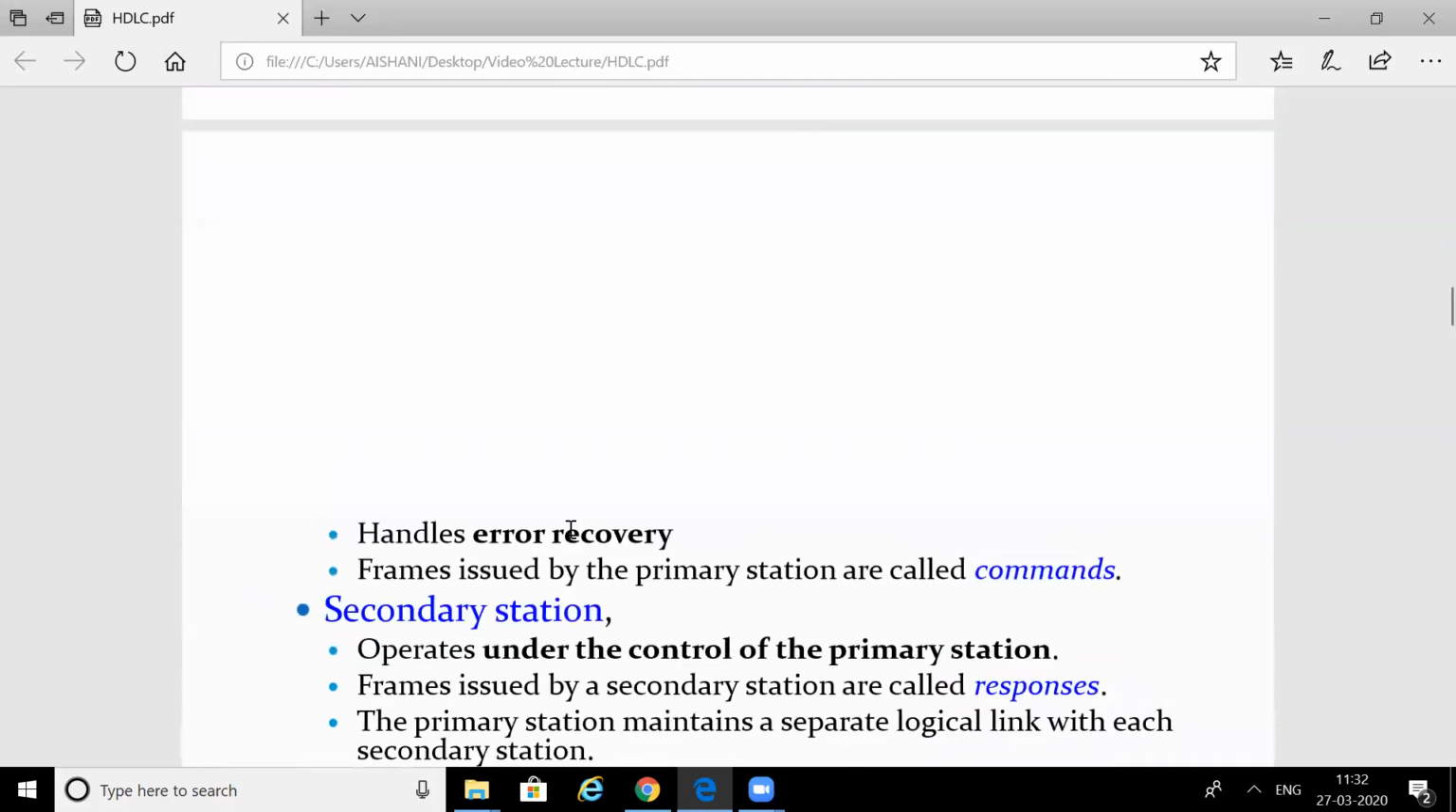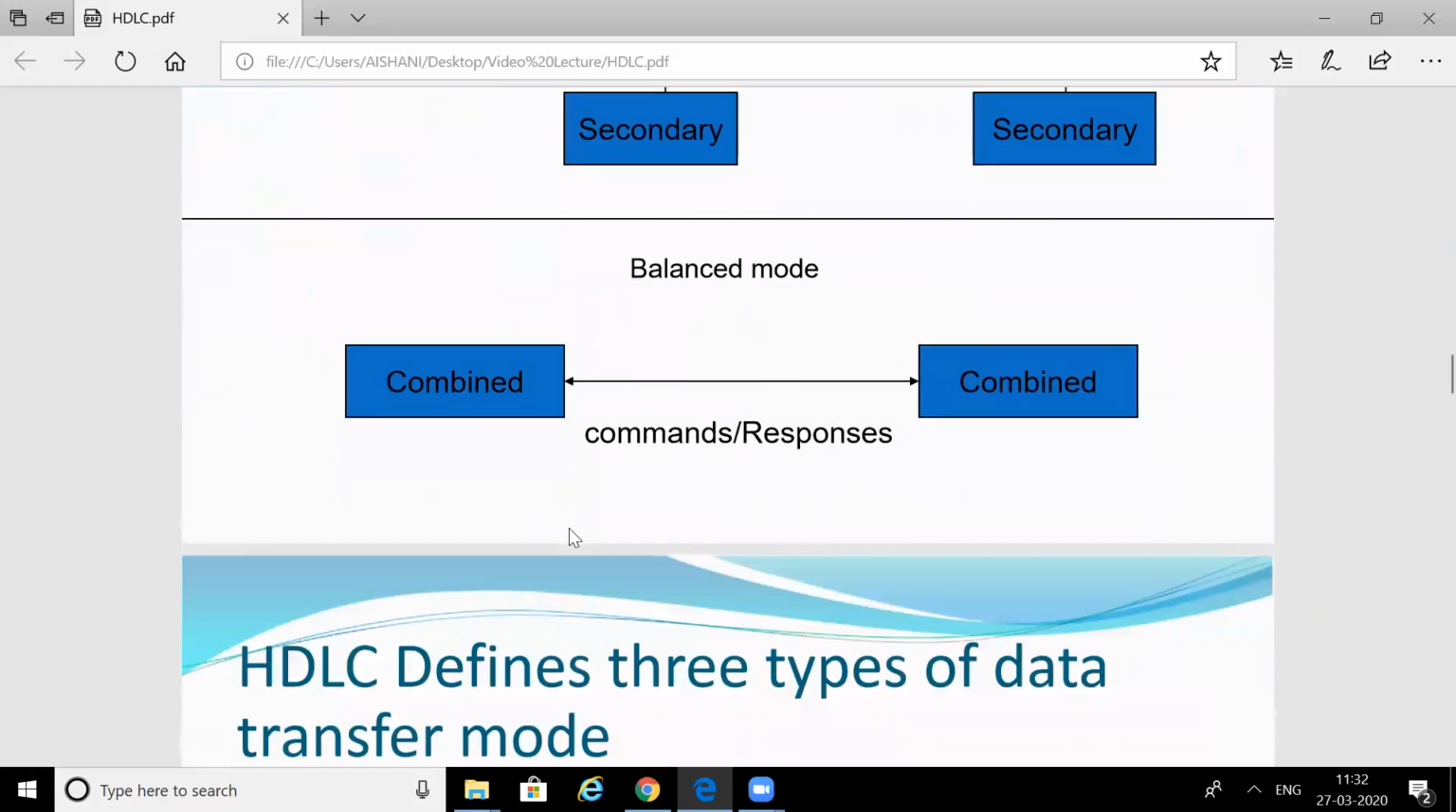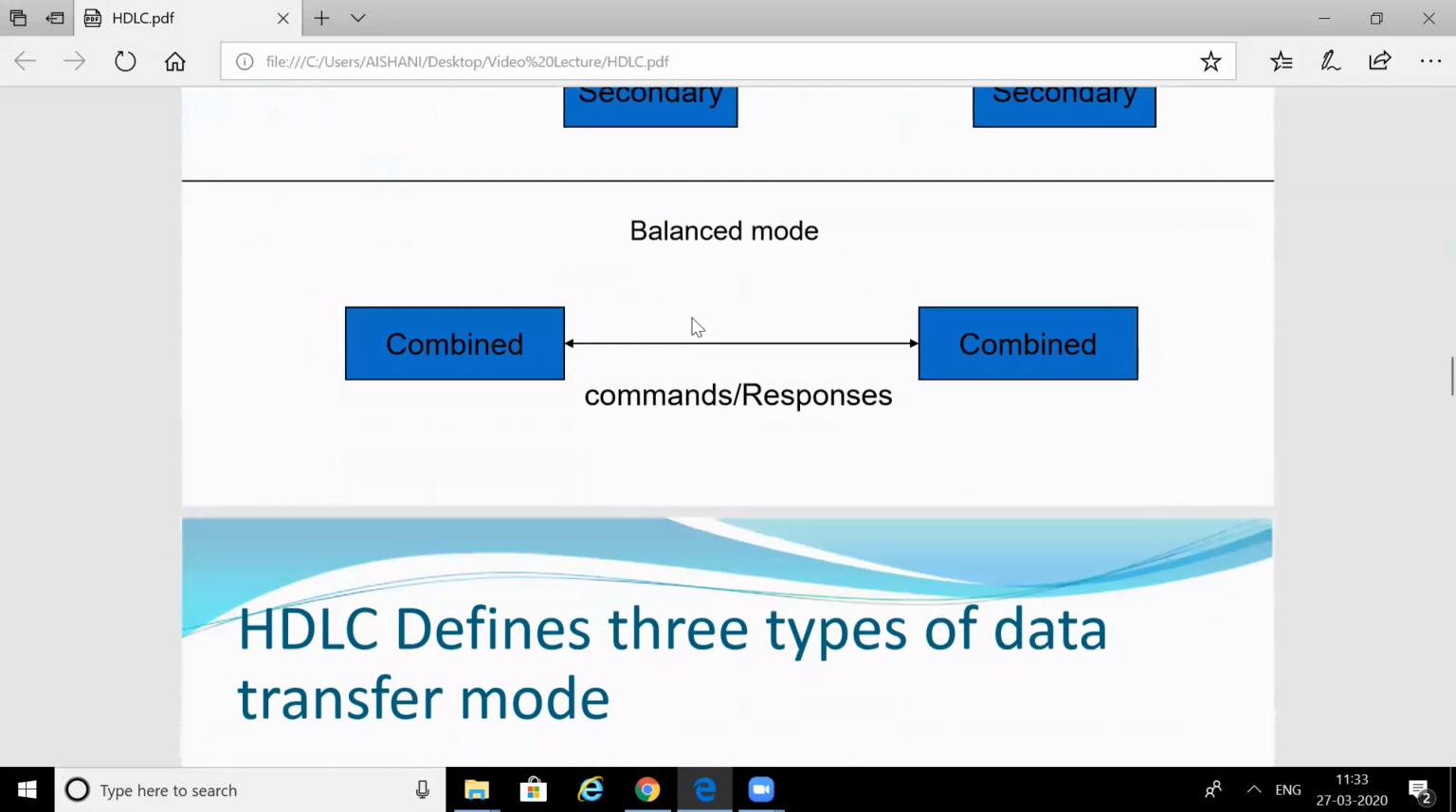But if we consider combined stations, then both stations are of the same weightage because they can work as primary as well as secondary. So when the combined stations exchange data between them, the mode of data transmission is known as balanced mode.